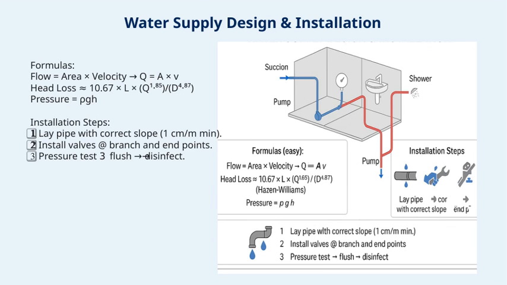Moving on to installation steps, the first key point is to lay the pipe with the correct slope, at a minimum of 1 centimeter per meter, to ensure proper drainage and flow. Next, we need to install valves at branch points and at the end of the system to control water flow and facilitate maintenance. Finally, before putting the system into full operation, we perform a pressure test to check for leaks, then flush the system thoroughly and disinfect it to ensure water safety. These steps are critical for a reliable and safe water supply system. All these concepts tie back to our overall goal of designing efficient, safe, and sustainable water distribution systems.